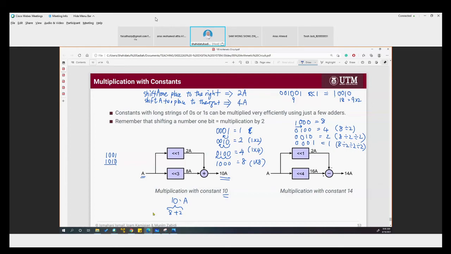Hope you got that. So going back to this example, when we want to calculate 10A, we can find 8A and 2A from shifting. So we shift A 3 times to get 8A, then we shift A 1 time to get 2A, and then we add the two to get 10A.